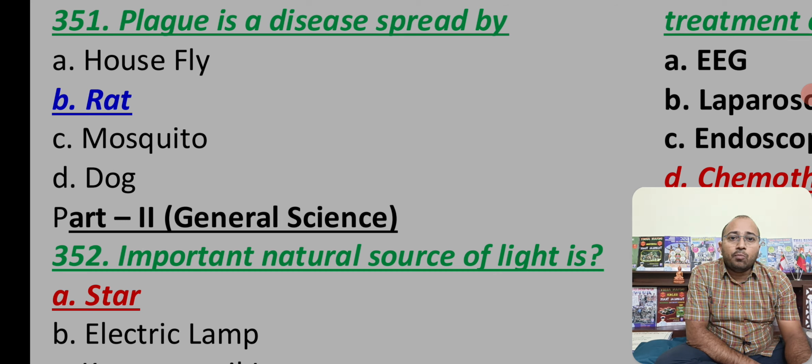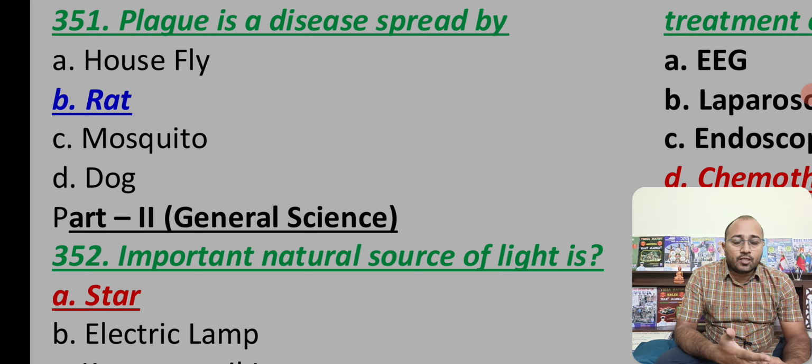Plague, you know about the plague. We have swine flu, we have Ebola virus. All these things you must know. Plague is spread by the rat, swine flu by the swine, that is pig, and Ebola is from the bat.